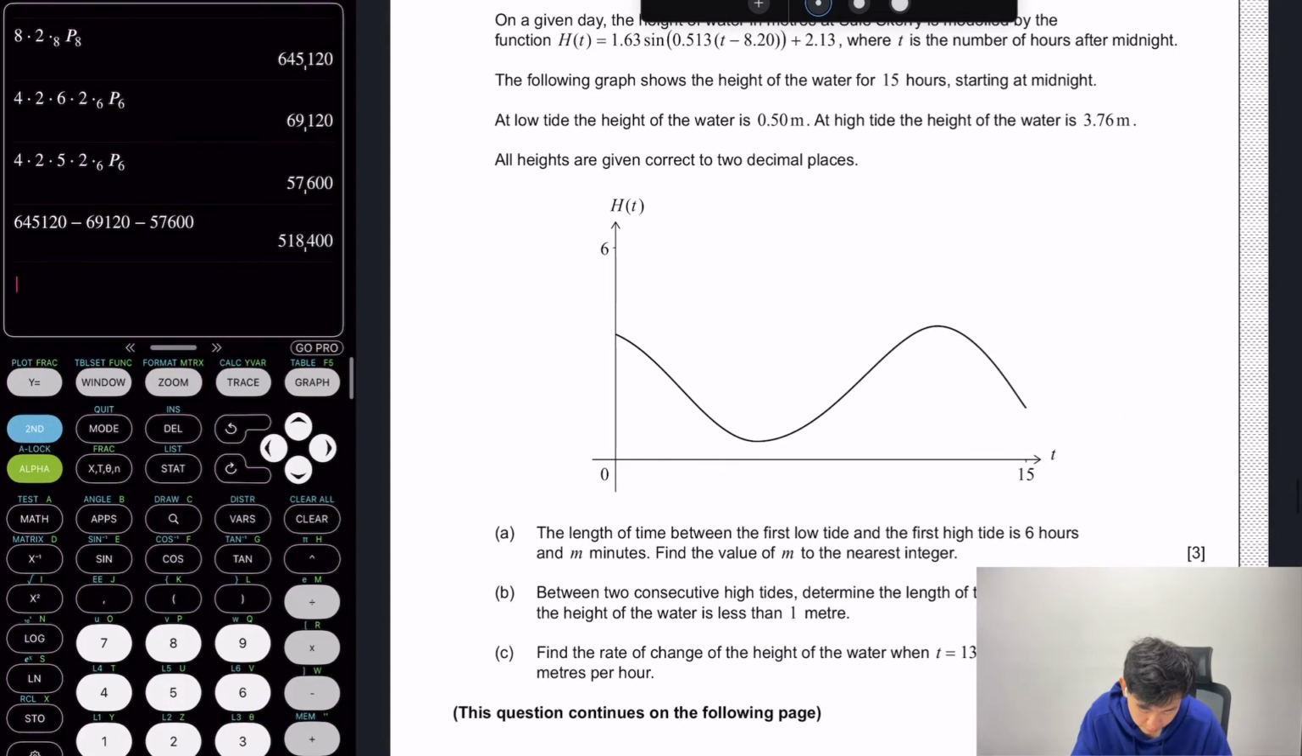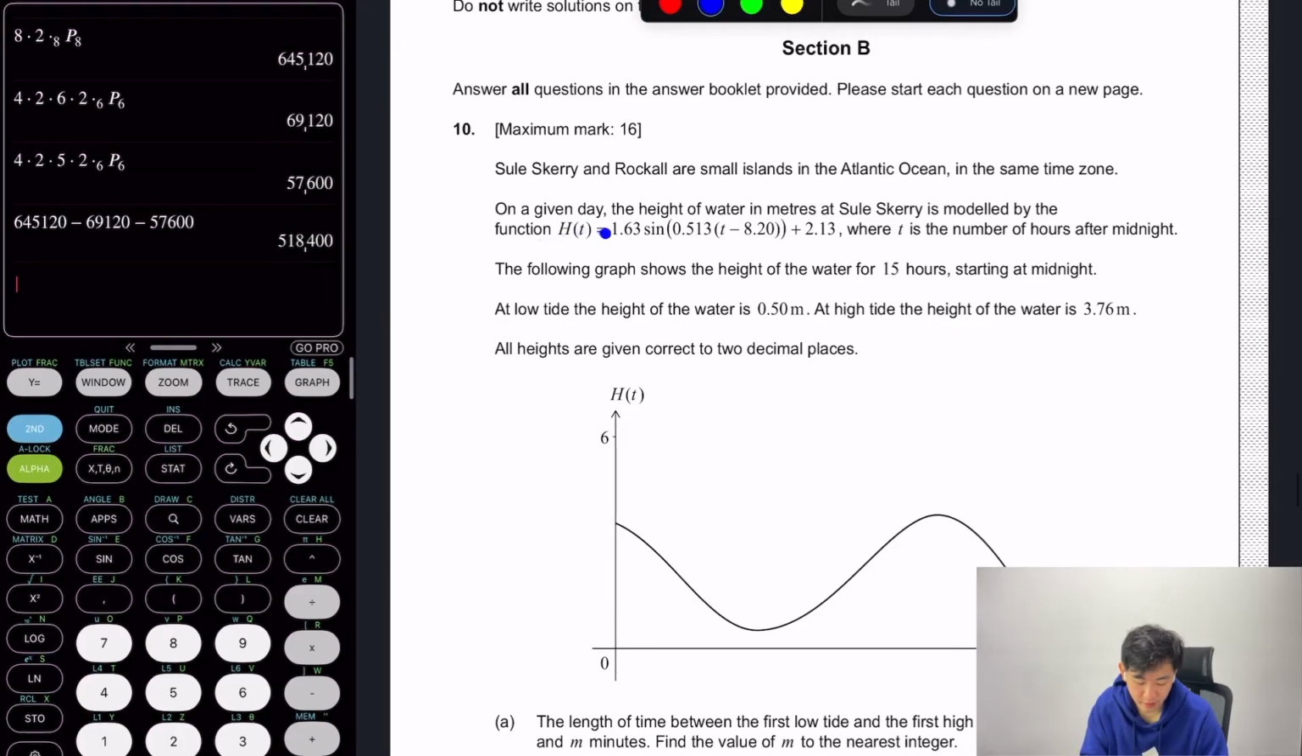So let's start. Again, you have a sine function, and you're going to find the time between the first low tide and the first high tide. The low tide is 0.5. Basically, you're going to mark it down first. And this is going to be 0.5. That's the lowest.